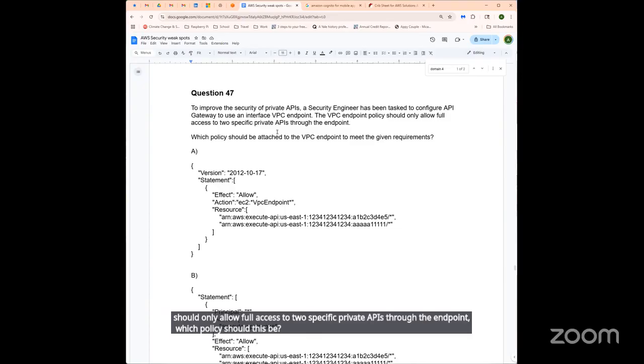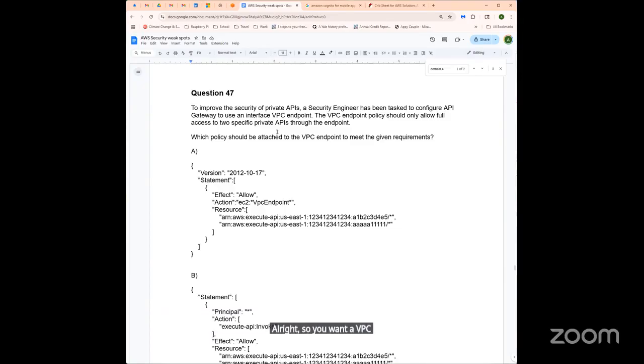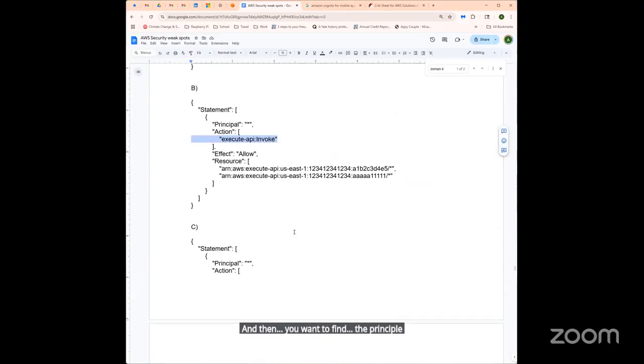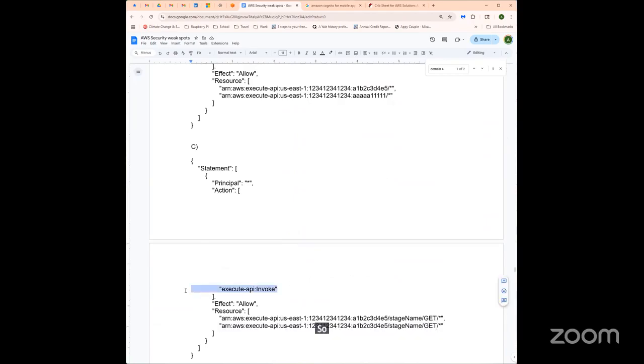All right, so you want a VPC endpoint that controls the private APIs. So you want to look for the API invoke, and then you want to find the principal with the star, right? So API invoke, principal with the star. I believe it's C.